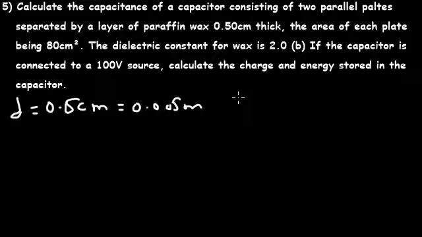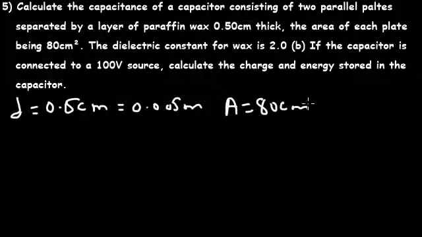If you are not used to this, 0.5 divided by 100 is the same thing as 0.005. Am I communicating? Now, what is our next given? We're given the area of one of these plates. A is simply 80 centimeters squared.